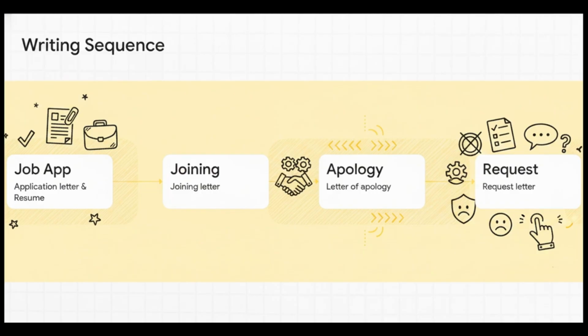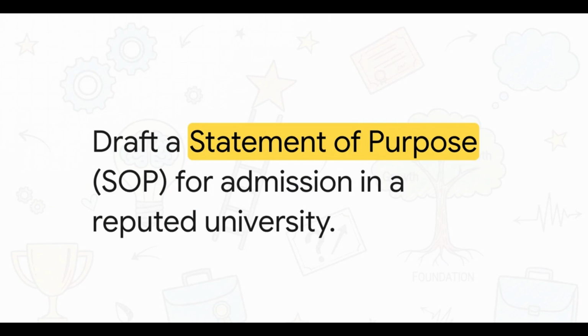But then, the syllabus throws a massive curveball, a letter of apology. These are incredibly difficult to write well without sounding defensive, right? And finally, it follows up with a formal request letter. The absolute key for all of these is following strict professional protocols for every single document. Now, beyond those corporate letters, you also have to draft a compelling statement of purpose, or SOP, for university admissions.